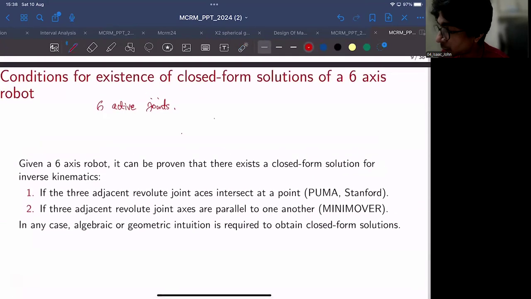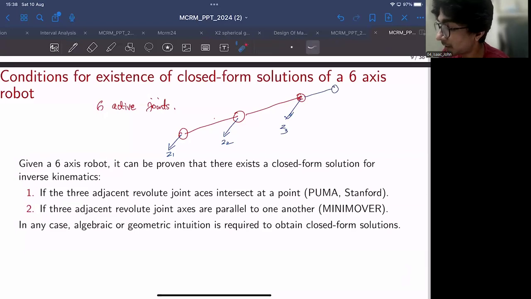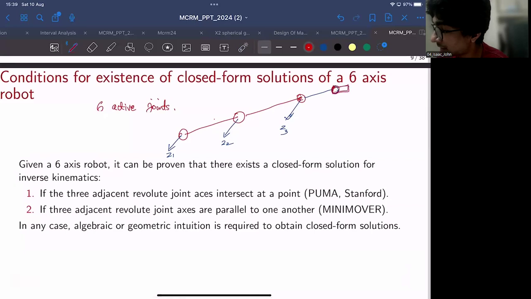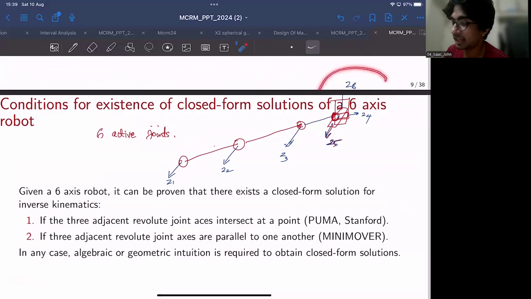If we have a robotic manipulator that has three parallel revolute joints, I'll label these as Z1, Z2, and Z3. So these three revolute joints can control the position. And if we have three more revolute joints, but this time they will be intersecting. So Z4 will be like this. This is Z4. Z5 would be like this, and Z6 would be something like this. This is Z5, this is Z6. So in this example, the final three joints are intersecting, right?